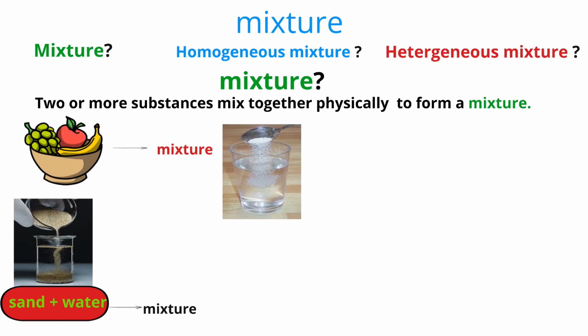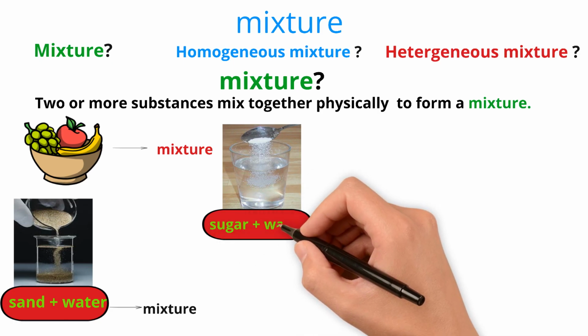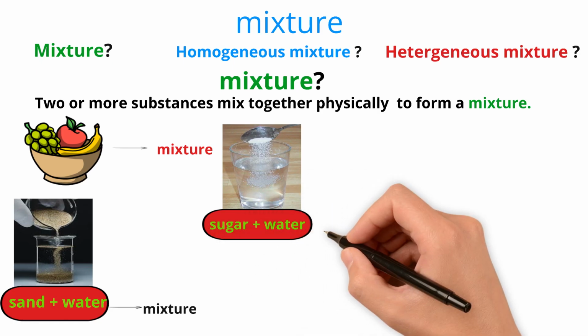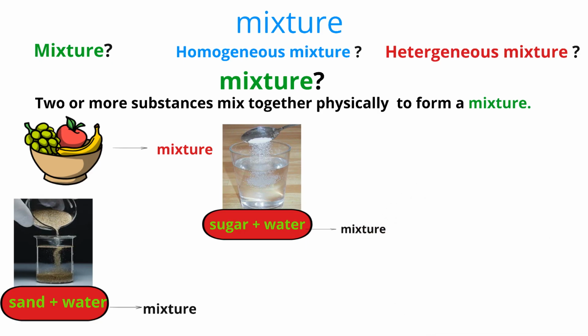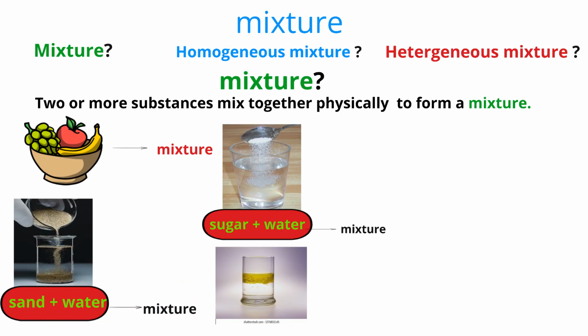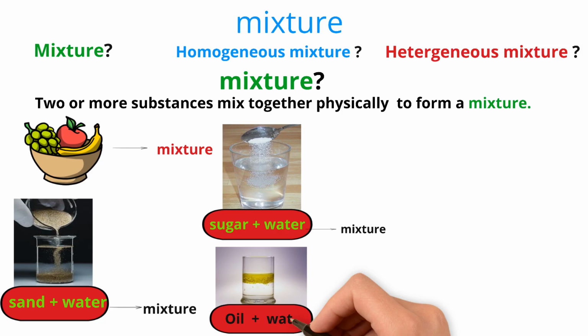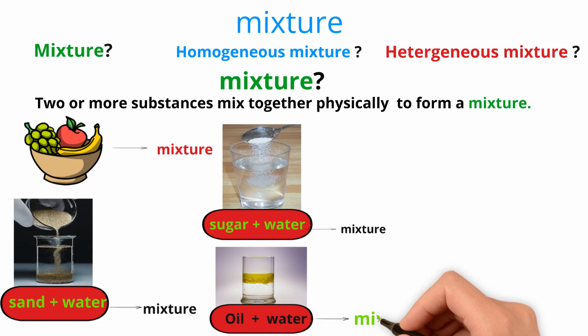Now, let us dissolve sugar into water. When we dissolve sugar into water, we form a mixture. This mixture is a combination of sugar and water. The fourth example. This mixture is a combination of oil and water. So a combination of oil and water forms a mixture.